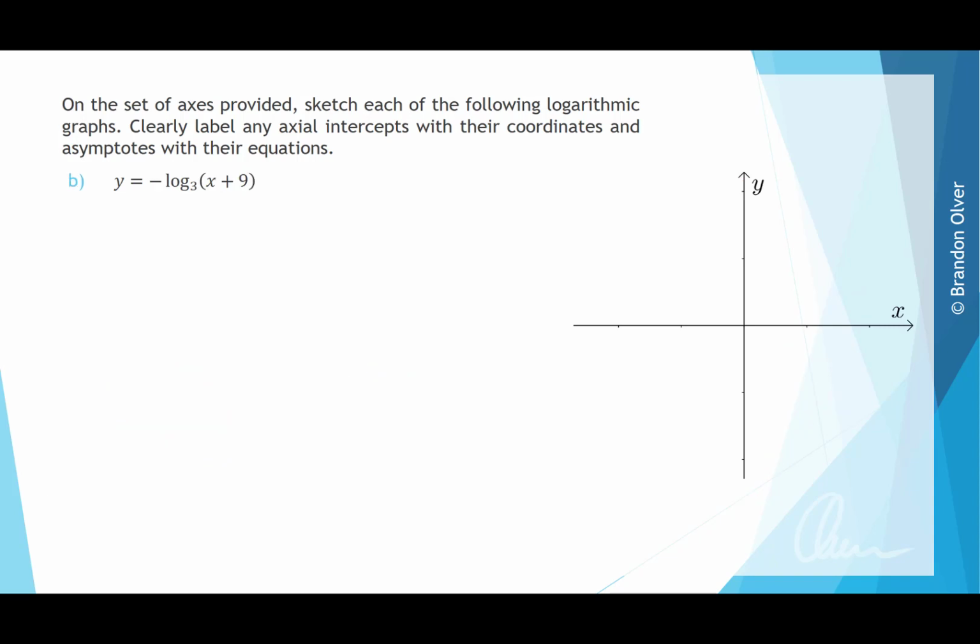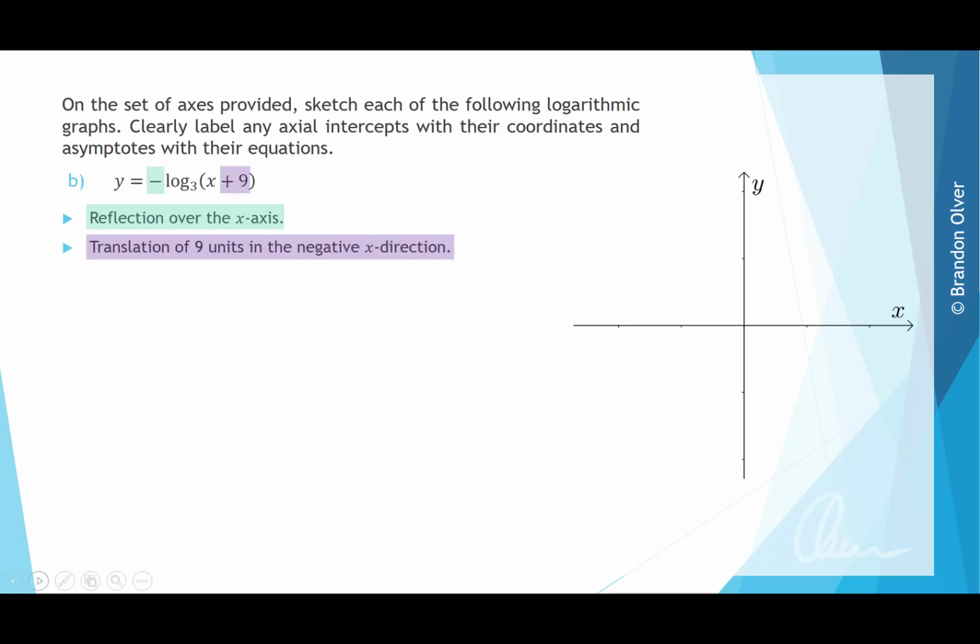For part B, we want to sketch y equals negative log 3 of x plus 9. Once again, we're going to start off by considering the transformations that have occurred to y equals log 3 of x to produce this new graph. The first thing that's occurred, due to the negative sign out the front, is a reflection over the x-axis. The second thing that's occurred is this plus 9 next to the x results in a translation of 9 units in the negative x direction.